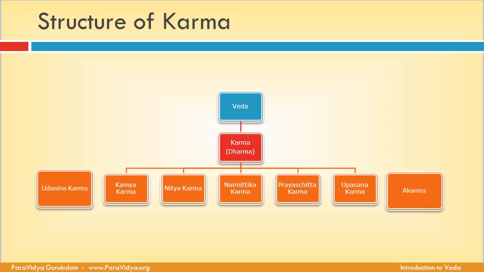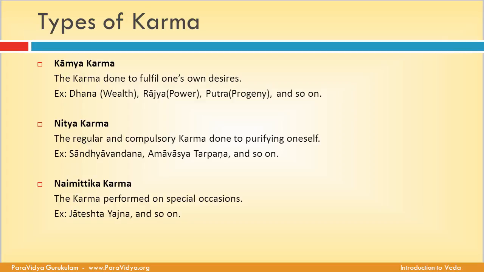Structure of karma. Propagated in Veda, karma, that's dharma. Again, you can see the 5 classification: Kamya, Nitya karma, Naimitika karma, Prayashchita karma, Upasana karma. Apart from this, you have this Udāsīna karma and Akarma. Now we'll see types of karma.